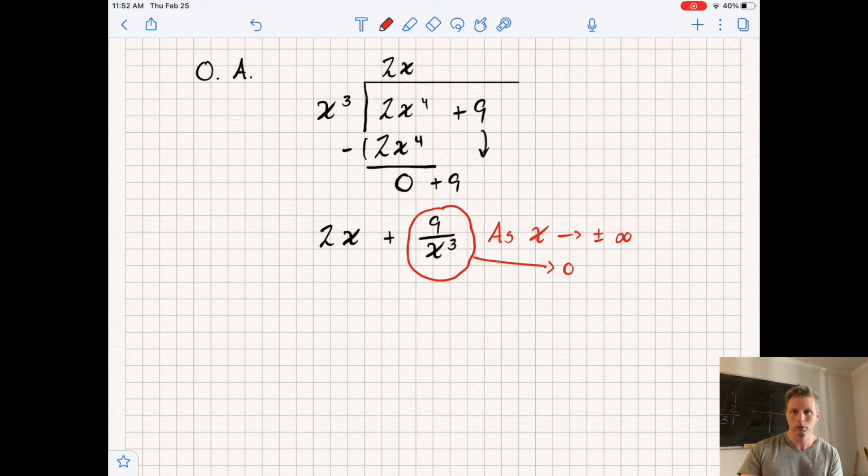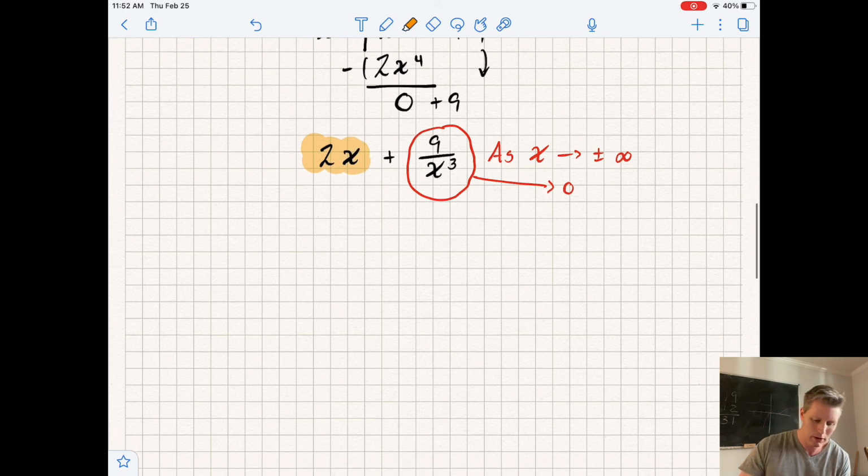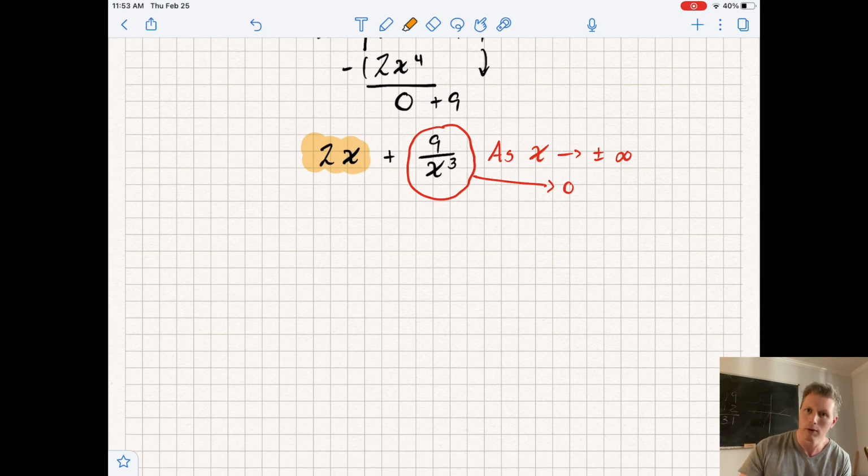My denominator will get very, very large. I'll still have a 9 in the numerator, and so that part of my function will go to 0 as x goes to infinity. And so my oblique asymptote is simply 2x. What I'm left with is 2x, and that's my oblique asymptote. It is the line 2x.